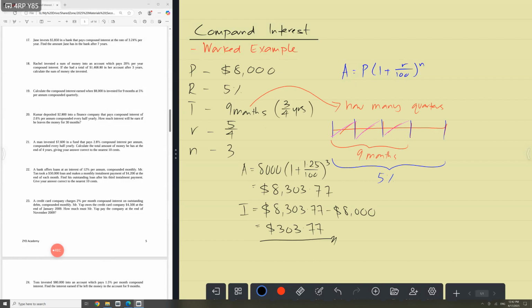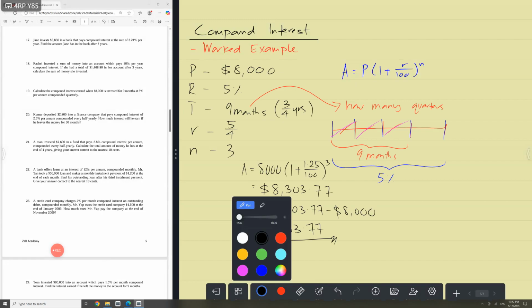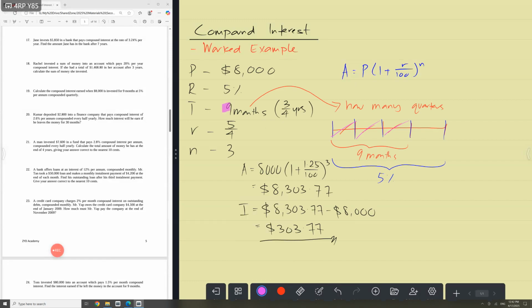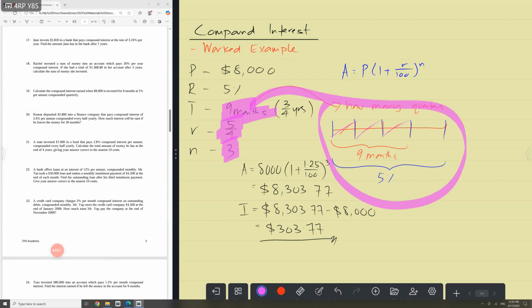What I want you to really digest is this portion here. Please look at the part that I highlighted in pink, and the understanding of how you get this 5/4 and the number 3, which is all related to the explanation earlier on. Be very careful when they say compounded quarterly, half yearly, monthly, every 2 months. These are the different variations that I have seen before and that you can get. So be very careful. Divide accordingly and multiply accordingly to get your small r and small n.